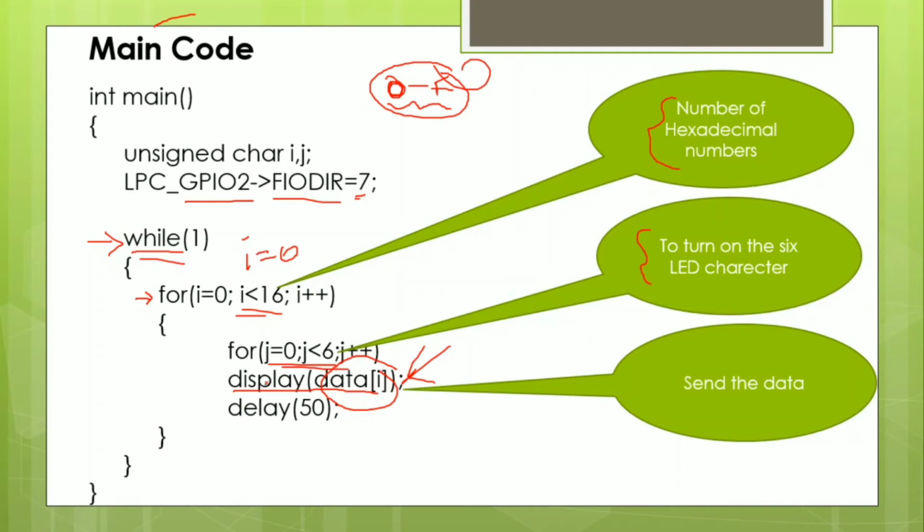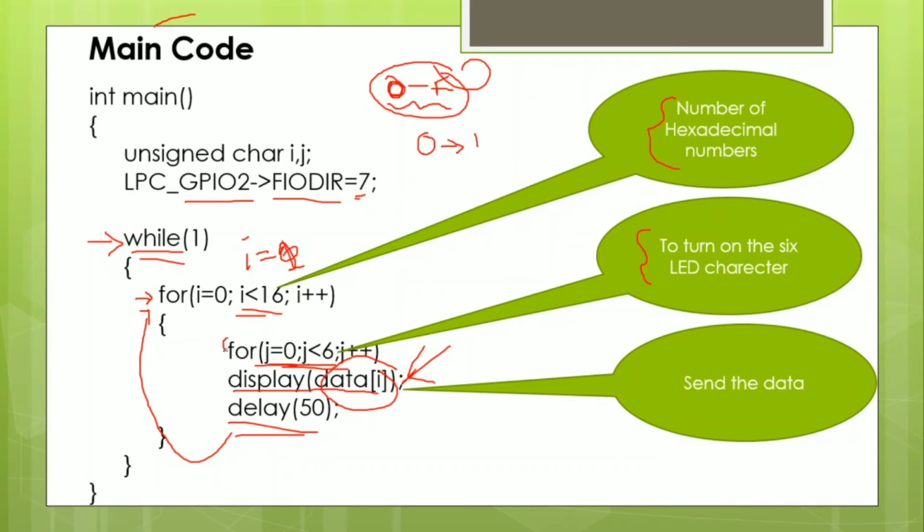Once it is displayed, you will generate a delay of 50 here, and then it will go back. Increment the value of I, it becomes 1. Again it will come back and display the next value. Suppose if it is displaying 0, next it will display 1.